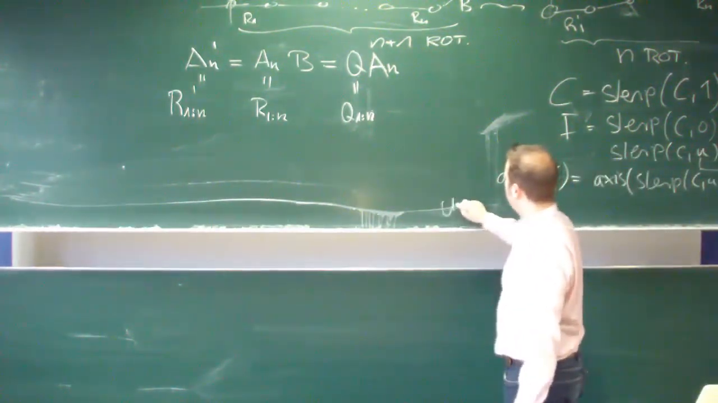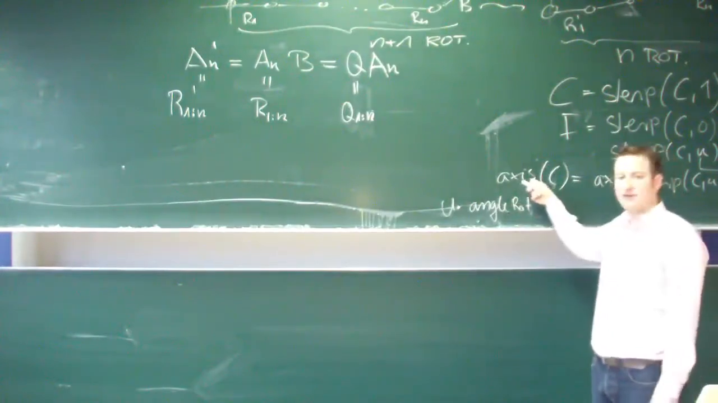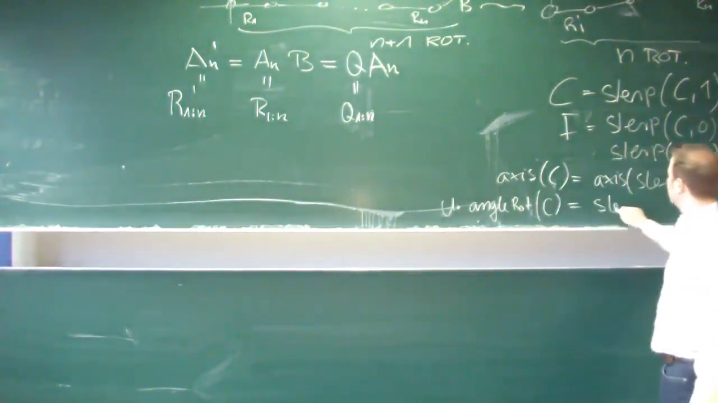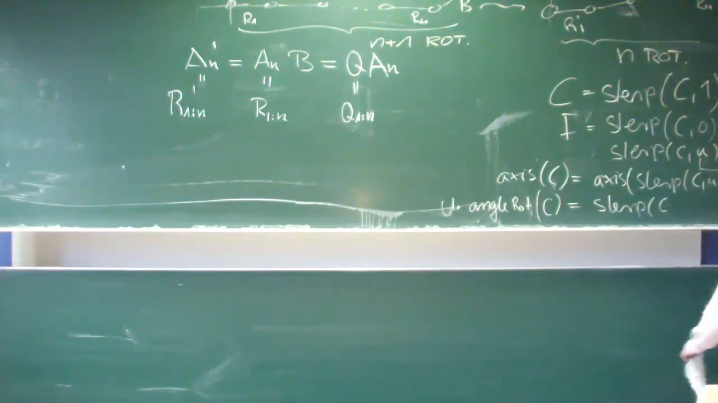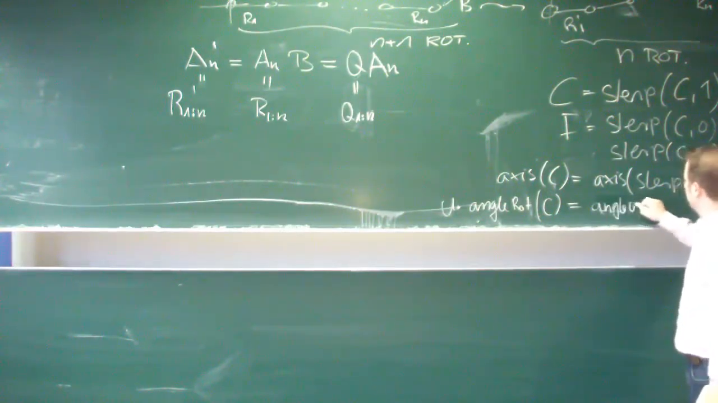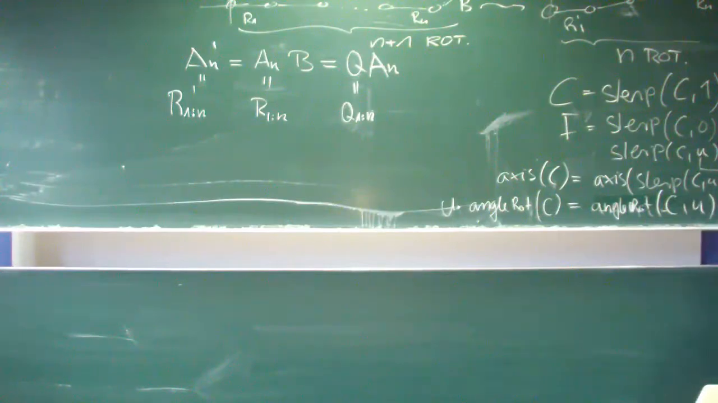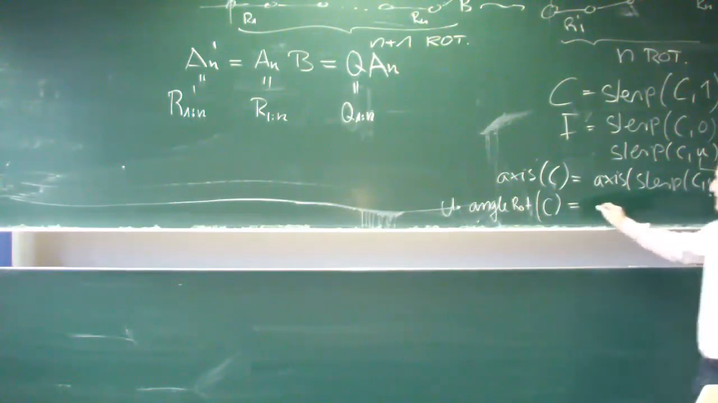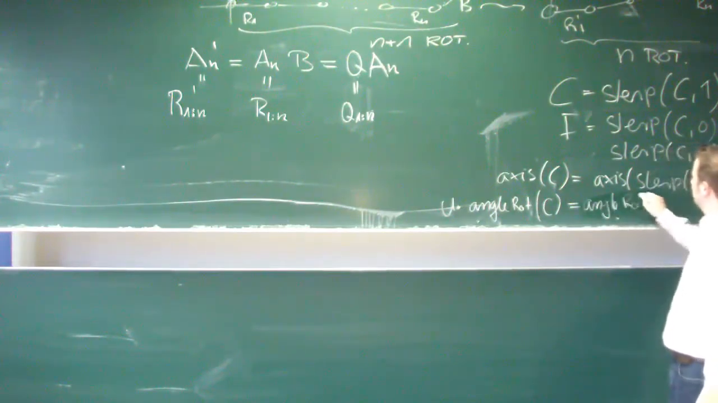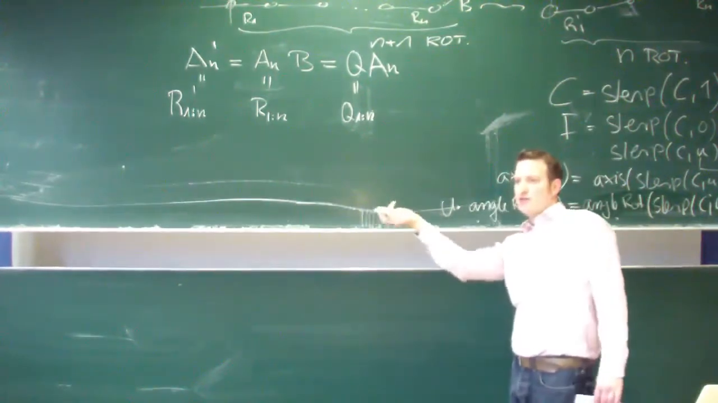And u times the angle of the rotation of C, so just how much I rotate around this single axis of C, is equal to the angle of the rotation of the slerp of C and u. So putting a value of, for example, 0.5 in here means that I conduct the rotation around one axis, but only half of the rotation.